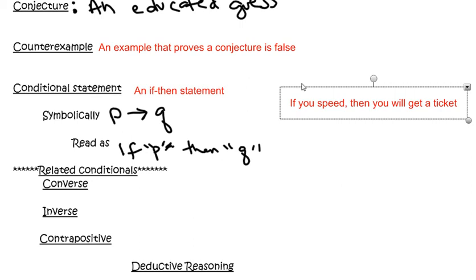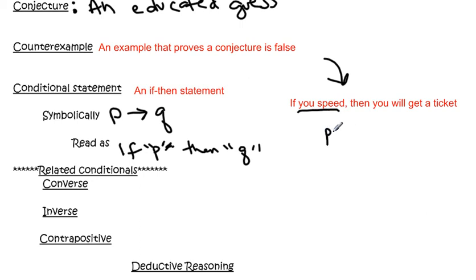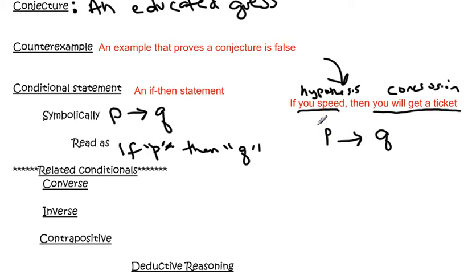So looking at this conditional here, if you speed, you speeding would be P, then you will get a ticket. You will get a ticket is our Q. So just writing P and Q like this only shows us that we had a hypothesis, that's the part that follows the if, and we have a conclusion, the part that follows the then. When we put an arrow in between those two, P and Q, it now is read if P, then Q.